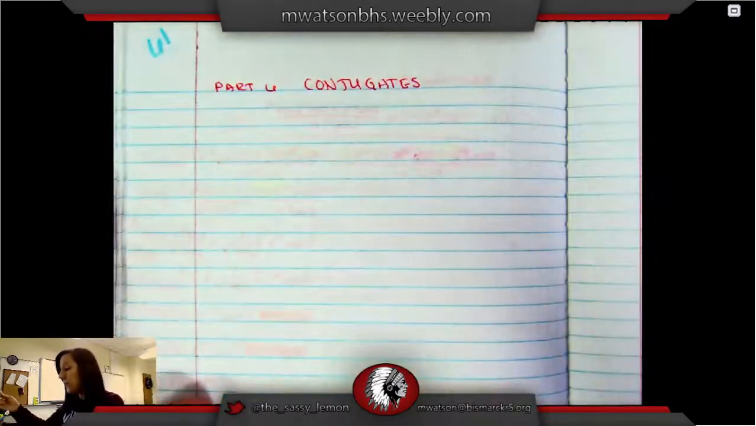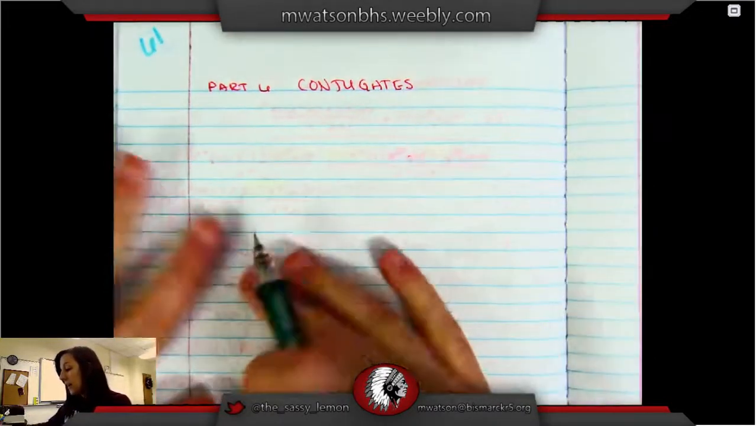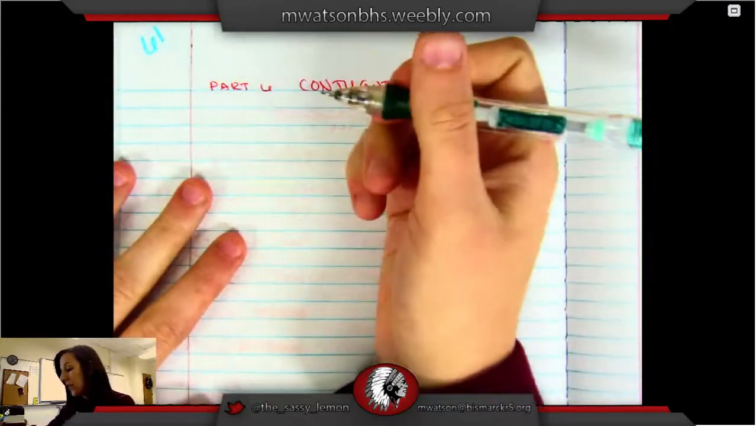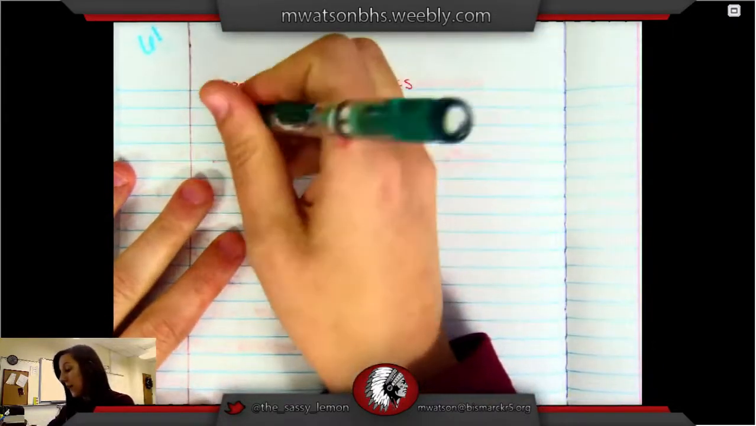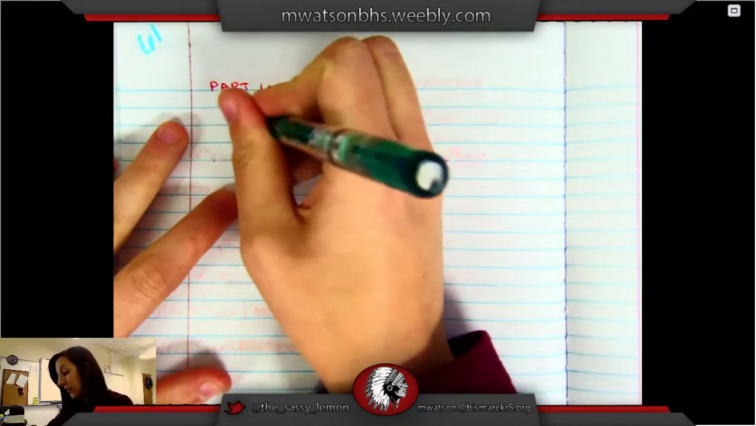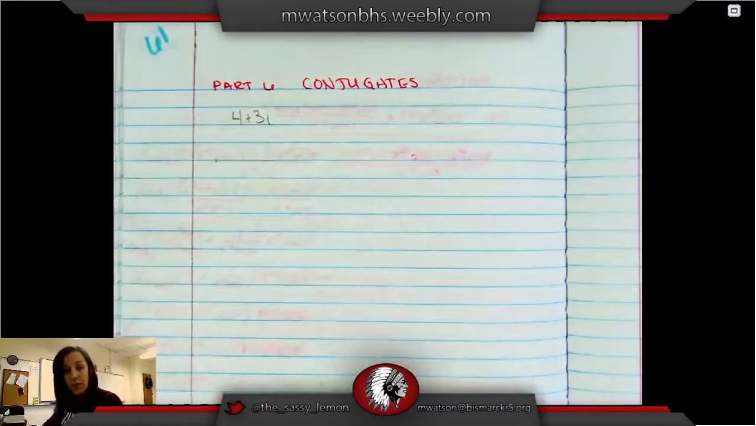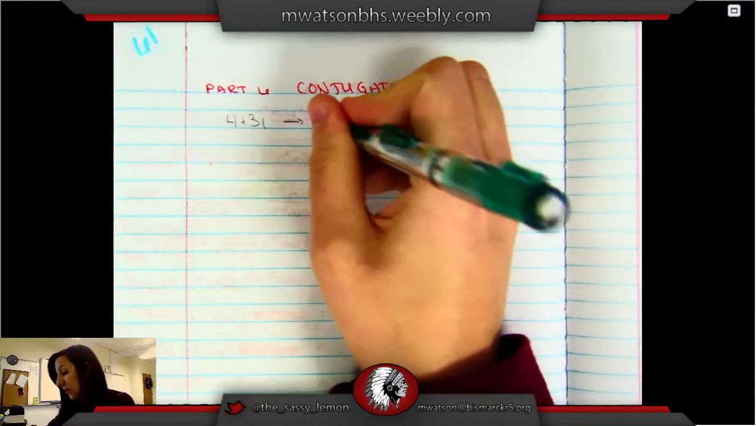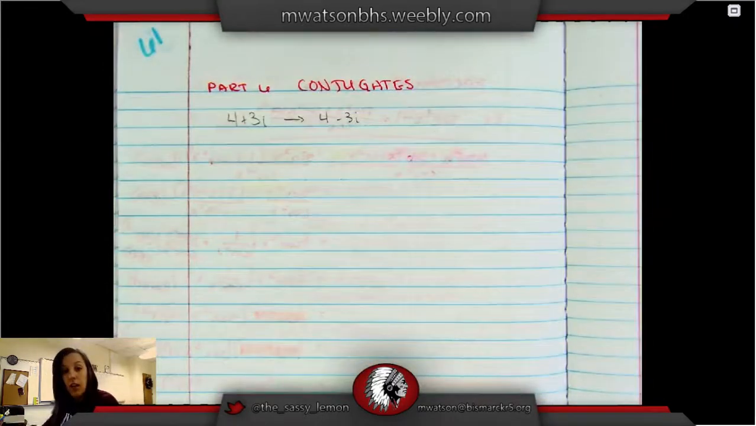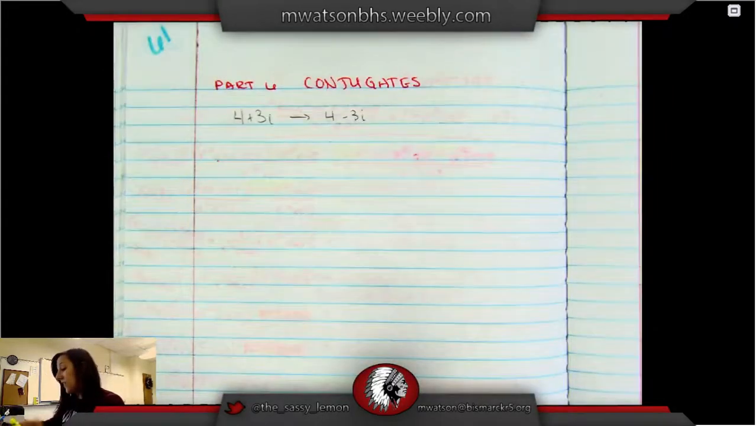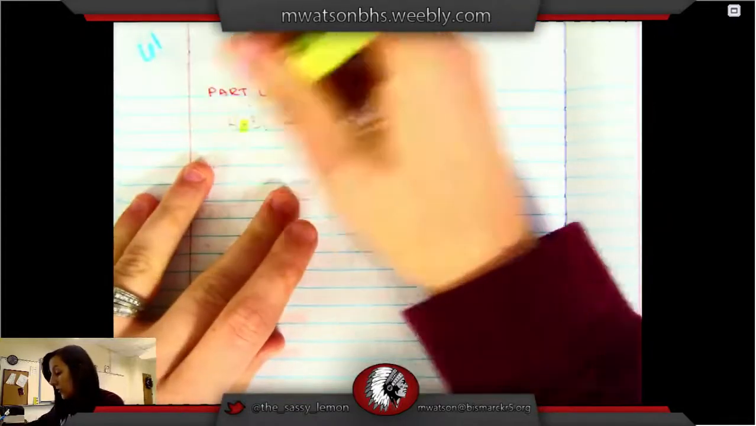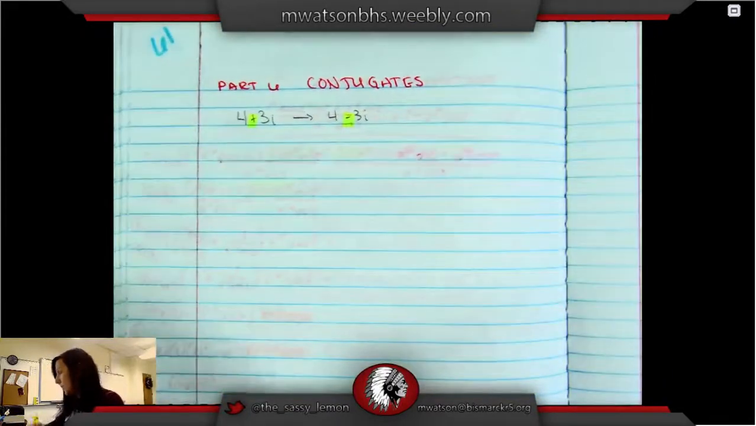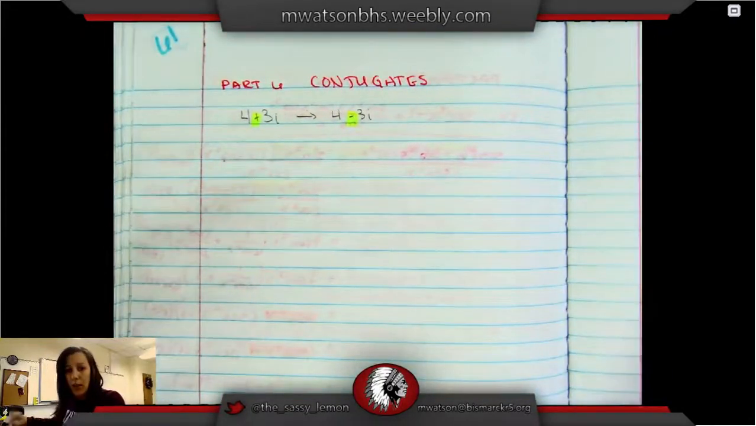So you might remember this from last year, you might not. But a conjugate is simply where you have a binomial. So say we have 4 plus 3i. Then the conjugate of that is going to be 4 minus 3i. All we did was change the sign in between the two terms in the binomial. You can only have a conjugate if you have a binomial.